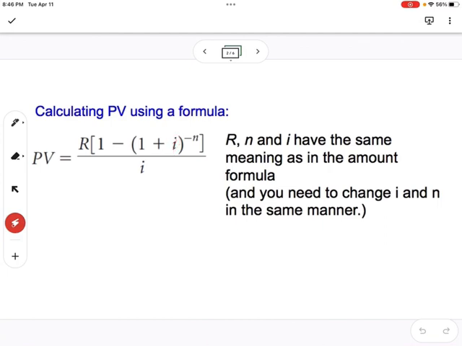Interest, we're still going to calculate the same. So our percent we want to change to a decimal, and we're going to divide that by the number of compounding periods we have. N is our number of payments. So that one's going to be our number of compounding periods times our number of years.